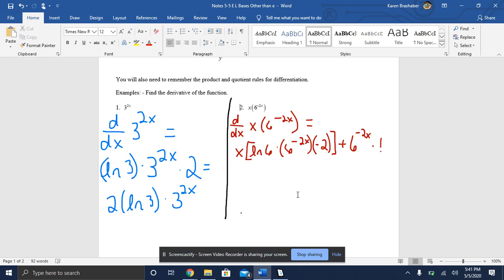And then the simplification for that, we have 6 to the negative 2x as a common factor. We can take that out. And then rearranging just a little bit, we'd have negative 2x times the natural log of 6 plus 1. And those are your first two examples.